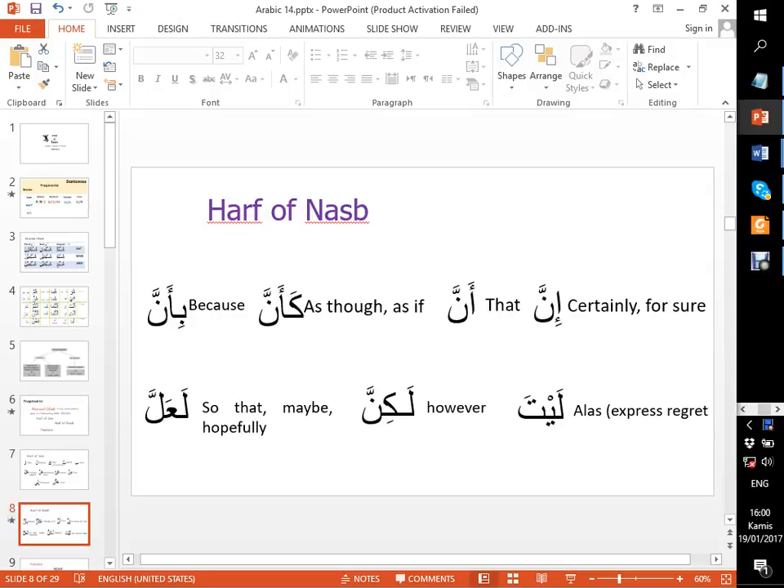Oh yeah, I forgot to mention, Mausuf Sifa can also have a distance. But idafah cannot have a distance. Okay. So inna, anna, ka'anna, bi'anna, laita, lakinna, la'alla. Okay. We have 7 harf.